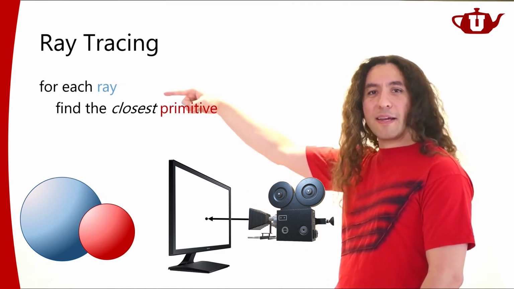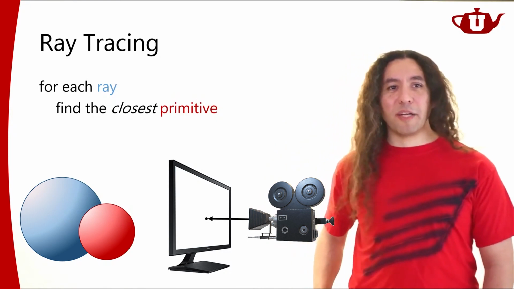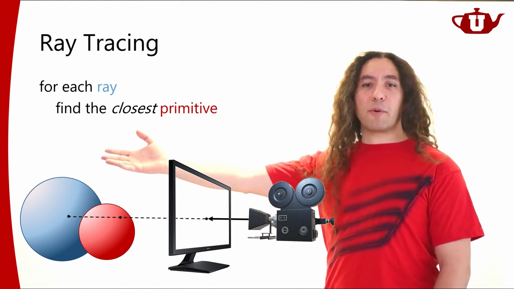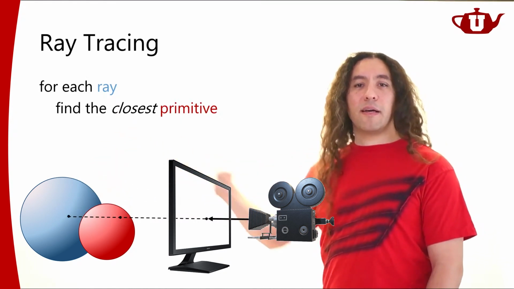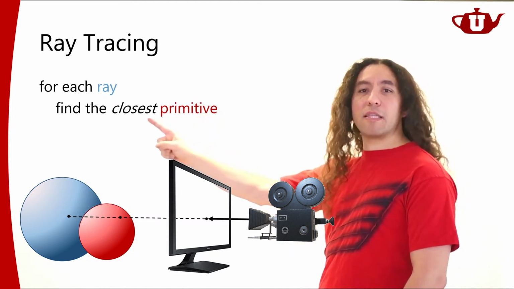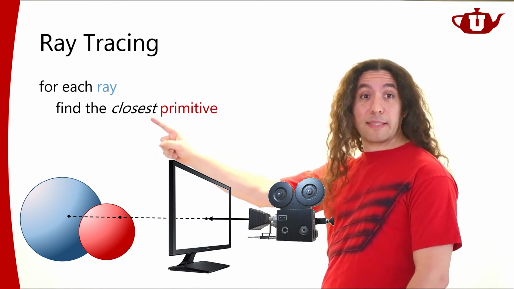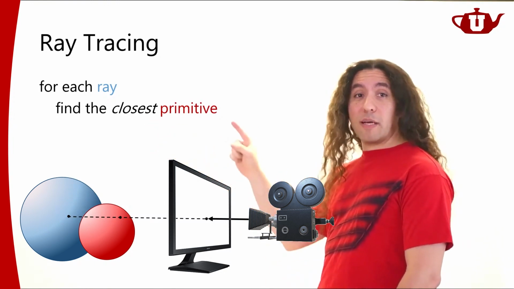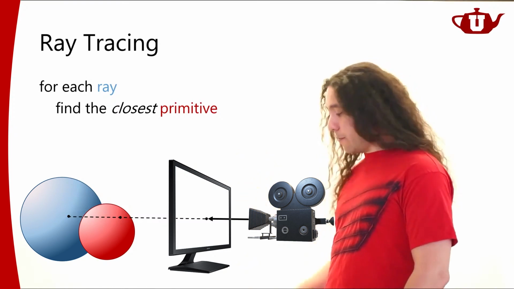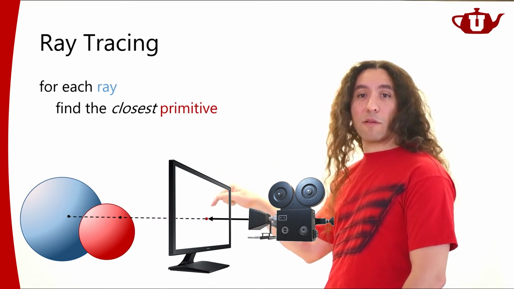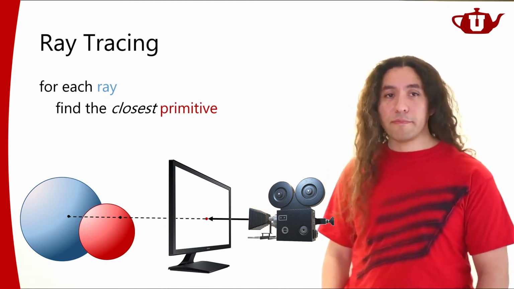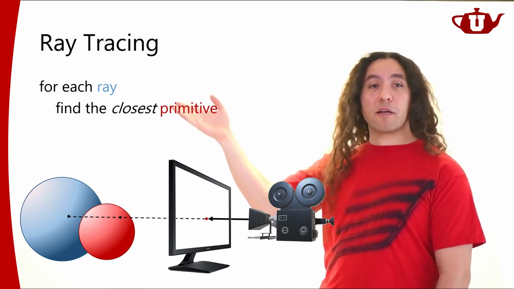For each ray, I'm going to find the closest primitive, right? So how am I going to do that? I'm going to look at my scene. I'm going to find the hit points. But the important thing here is that I need to find the closest one. All right, that's the important bit here. And once I find the closest one, in this case, it's going to be this red sphere, I'm going to shade that closest one, and that's how I can find the color that corresponds to this pixel. All right, so for each ray, find the closest primitive.